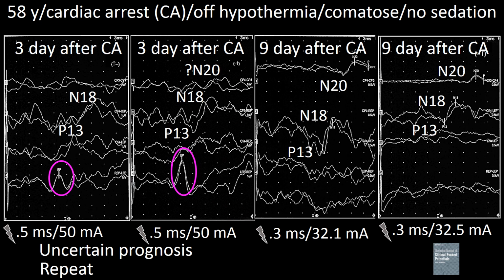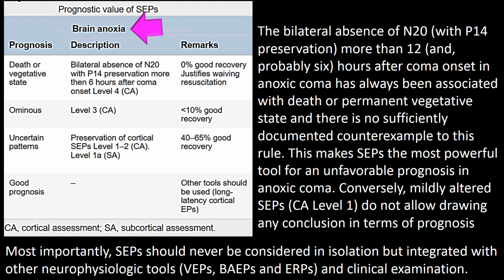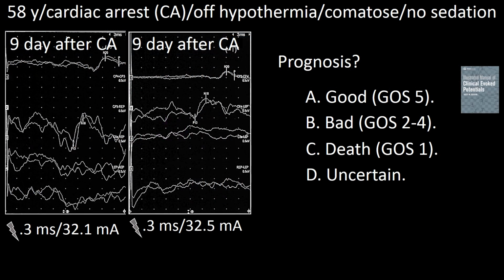Yet, when it comes to prognostication, we must remember that when dealing with brain anoxia, even in the presence of preservation of cortical potentials, the prognosis is uncertain. So the answer to this question is D.